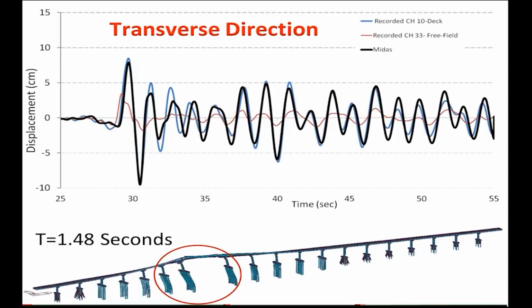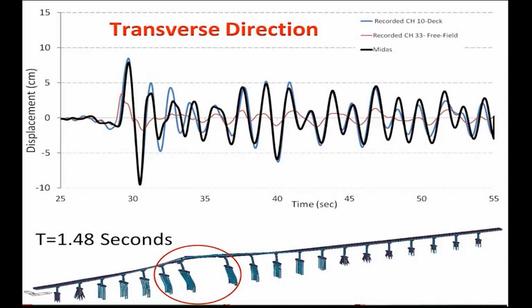Now, it's interesting to know that if you look at the two peaks of the recorded motion, peak to peak, which gives you the predominant period of the structure, it is about 1.48 seconds. And the fundamental period I get from Midas in the transverse direction is 1.46 seconds. That's what I got from Midas, and the recorded motion is about 1.48 seconds. So now the question is, how could you get such a perfect match?